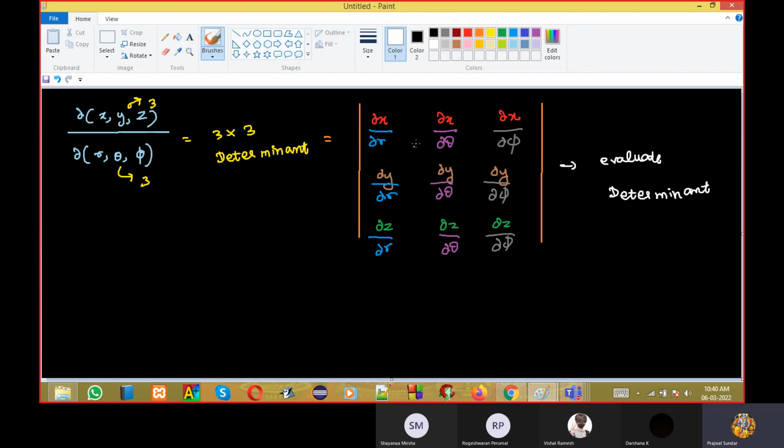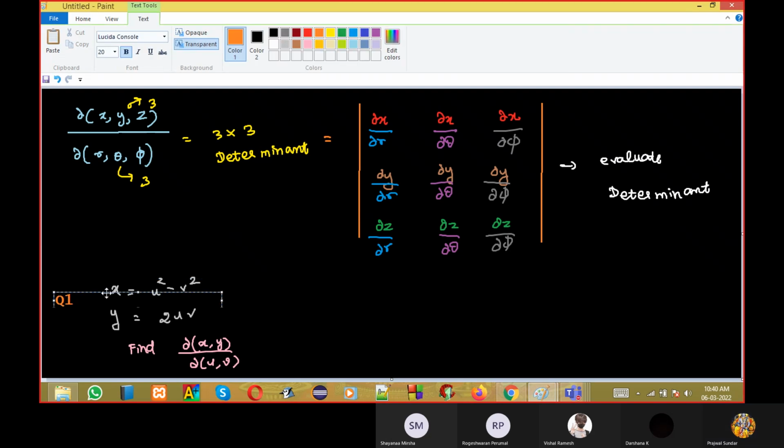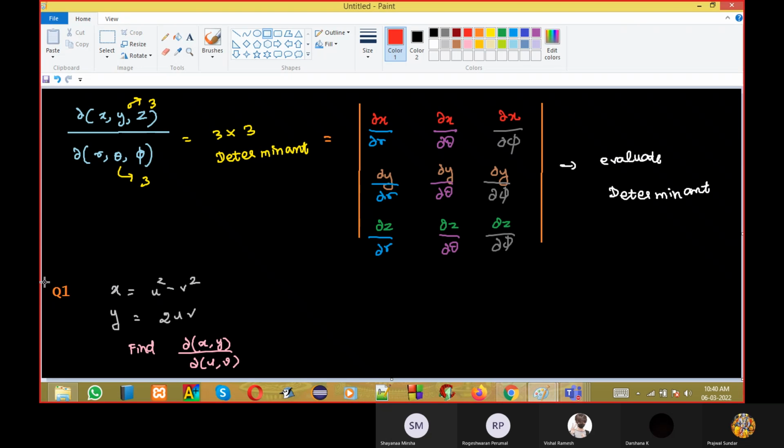Yeah, I think ma'am did this in class. Suppose the question is, I'm giving x is u squared minus v squared, y is 2uv. I'm telling you, find dou of x comma y divided by dou of u comma v. Please do the question. What do you do? Try to do this question. Only one question. Then we'll go to the next concept. You also keep doing, so that you also get practice.